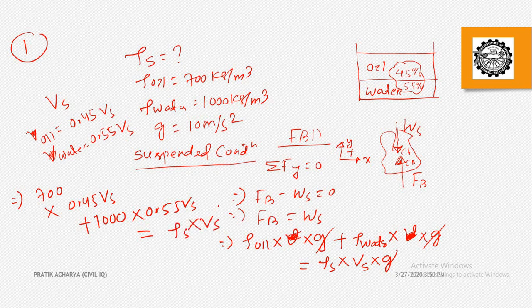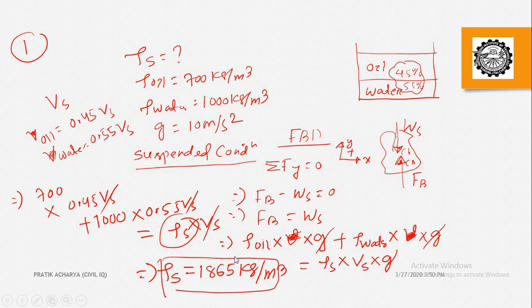rho s into Vs. So from here you can find out the density of the solid body. The density of the solid body will come out to be 1865 kg per meter cube. Okay, so next problem.